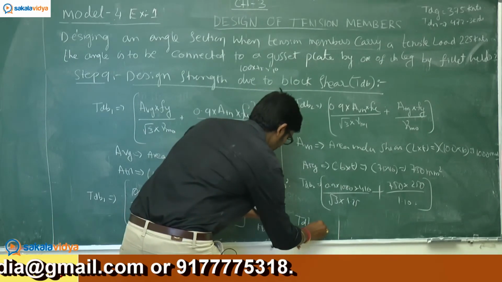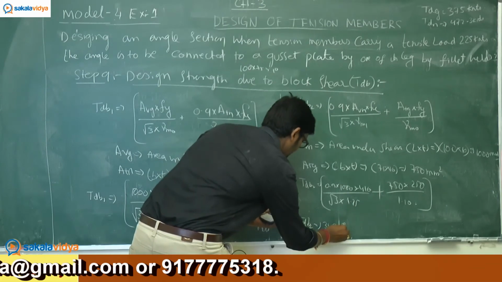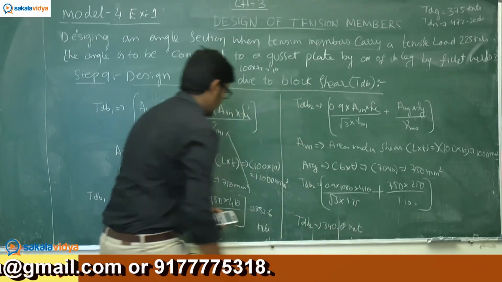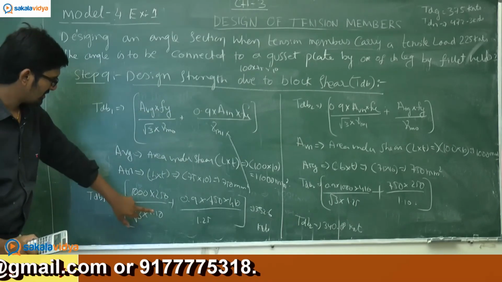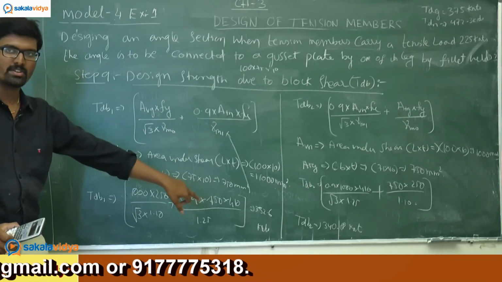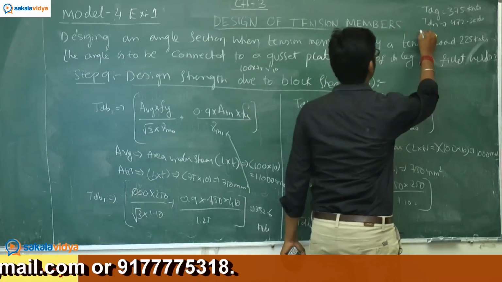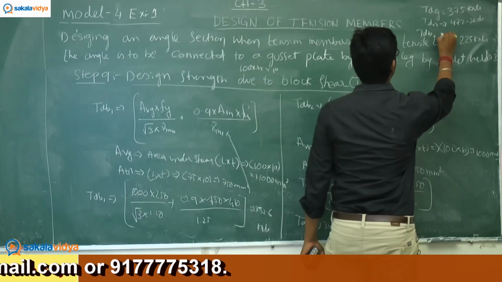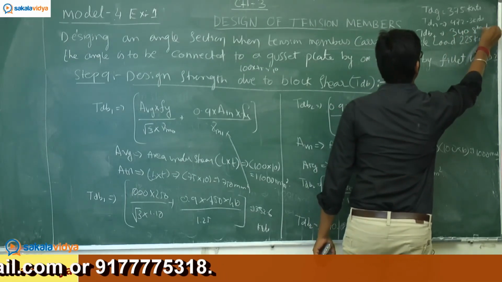So TB2, that is design block shear 2, is 340.88 kilonewtons. If you observe design strength block shear 1 and design strength block shear 2, which is smaller? Whether 352 is smaller or 340 is smaller? So 340 is smaller. So we are going to use 340. So design strength due to block shear TB2 is equal to 340.8. So what is the last step?